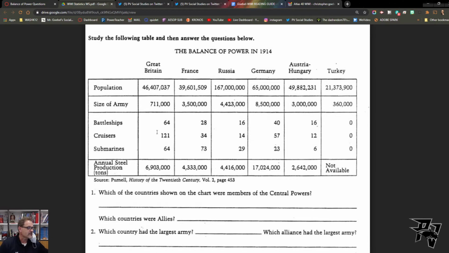Let's look at the navies. By far, Great Britain totally dominates the world when it comes to naval forces. 64 battleships, 121 cruisers. Cruisers are like small battleships. 64 submarines, double what the Germans have, and Austria-Hungary and Turkey don't even have a navy, per se. So if you look at what Great Britain is able to do from a naval power standpoint, they're very advanced.